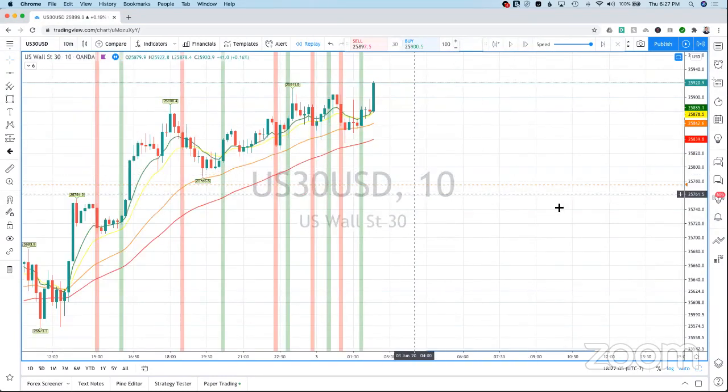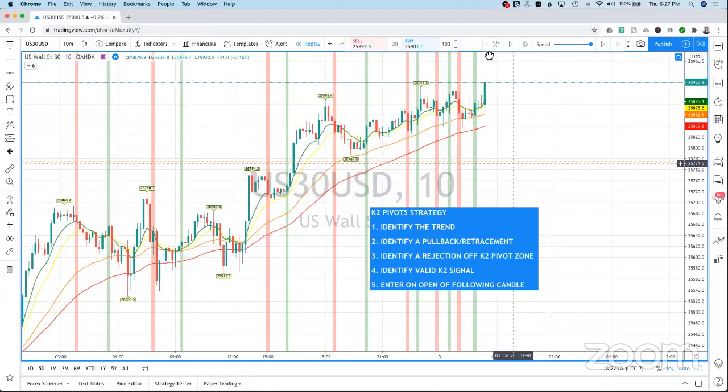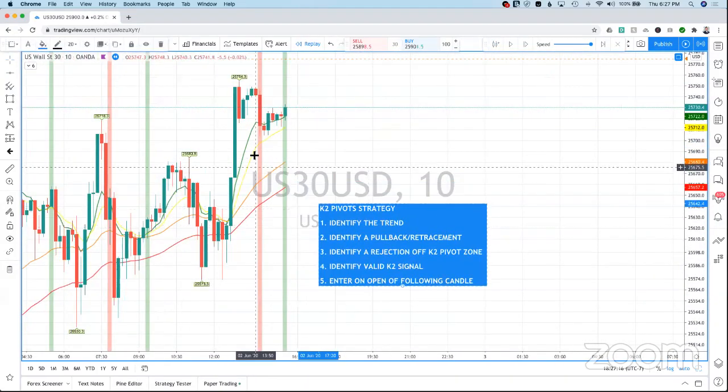So on the 10-minute, same situation here. You want to identify the, I can rewind it over here. Identify the trend again. Right here, it's a strong uptrend. Identify a pullback retracement. Price shot up, retrace down to here. Third requirement, identify rejection. There's a rejection point right here because price came down, established a low, and rejected off the pivot zone. Lastly, identify a valid K2 signal. We have a valid K2 signal here. It's a buy signal with a green candle. So we can enter a long position right there.